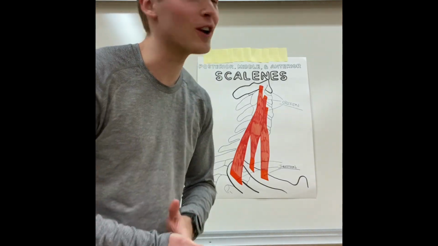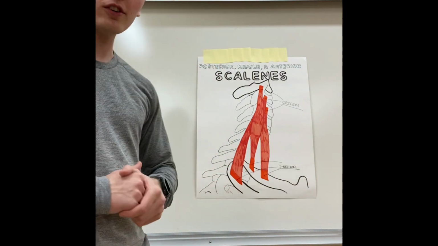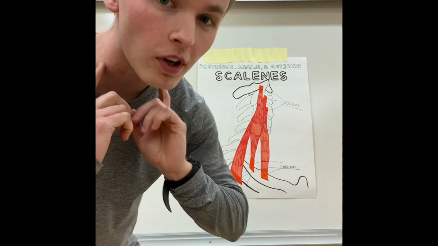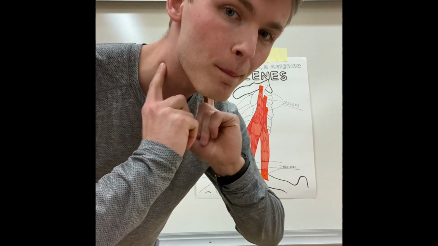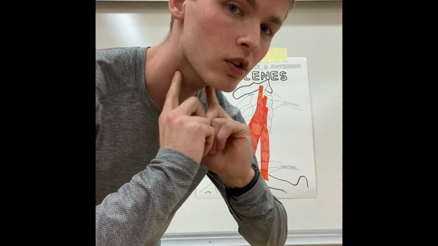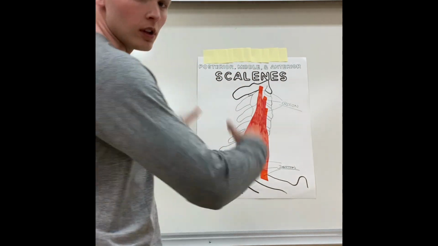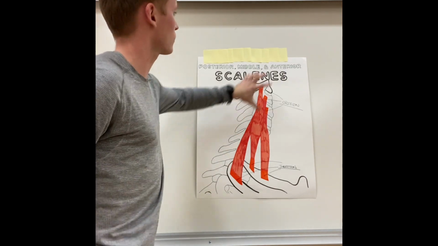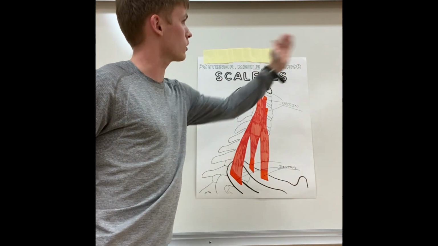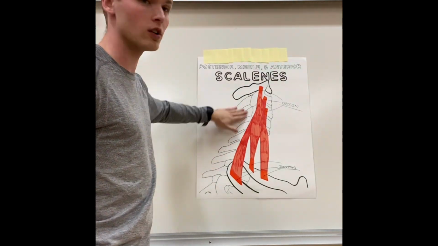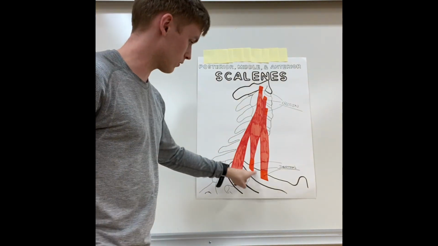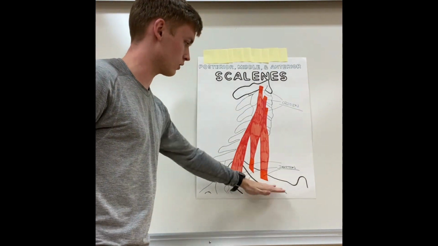Hi class, I was assigned the posterior, the middle, and the anterior scalene muscles, which are in your neck. When we look at the poster, here they are in red. This is a lateral view of the body. The skull would be up here, looking that way. This is the cervical region of your spine. And then here's your first and second rib, your shoulders.